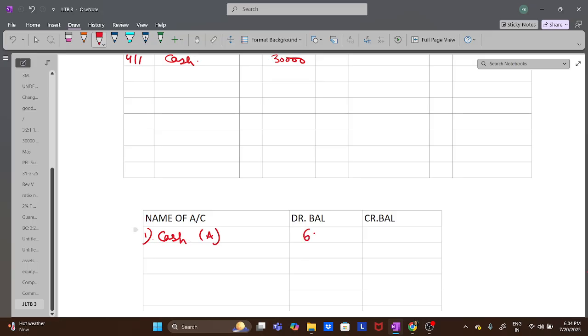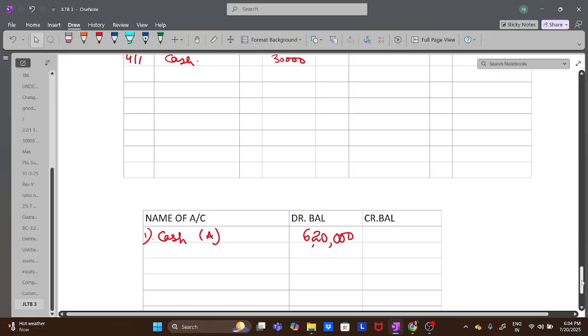How much is the balance? We are not writing total 720. We are writing balance 620. Half mark you are getting for this also side by side.